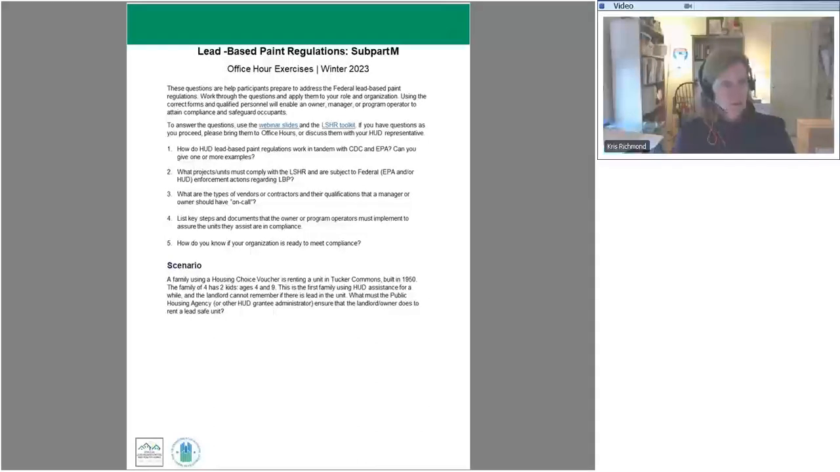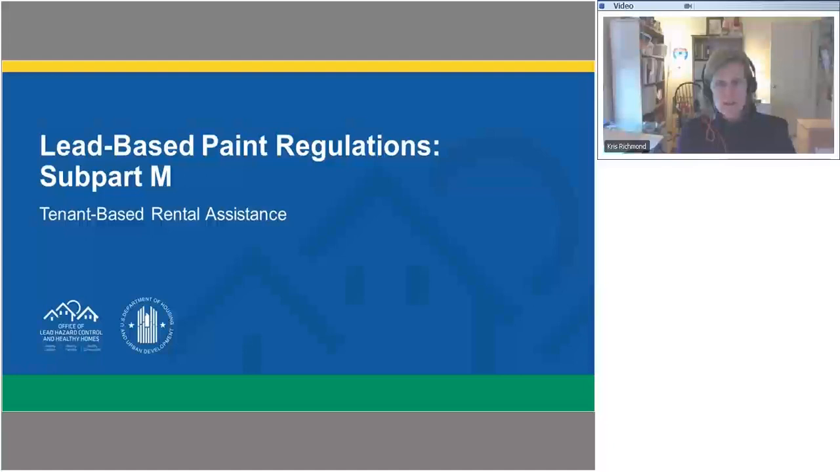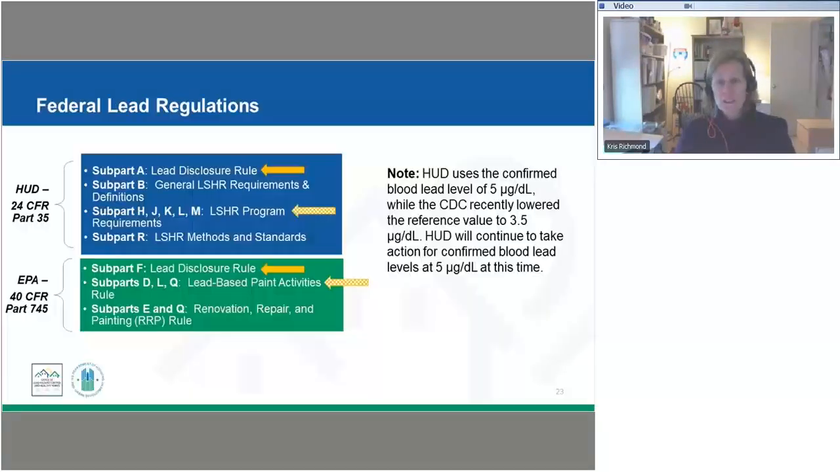So the first question that we have is, how do HUD lead-based paint regulations work in tandem with the CDC and with EPA? And so the CDC stands for the Childhood Lead Poisoning Prevention Program. So let's go to our slides, and I'm going to go to slide 23. And so here you can see we have this reference here about the CDC and the reference value right now.